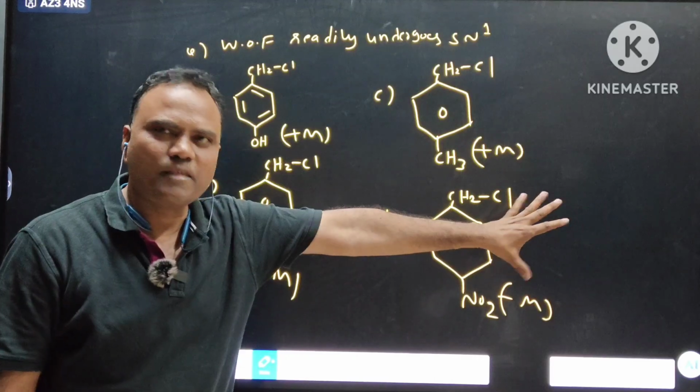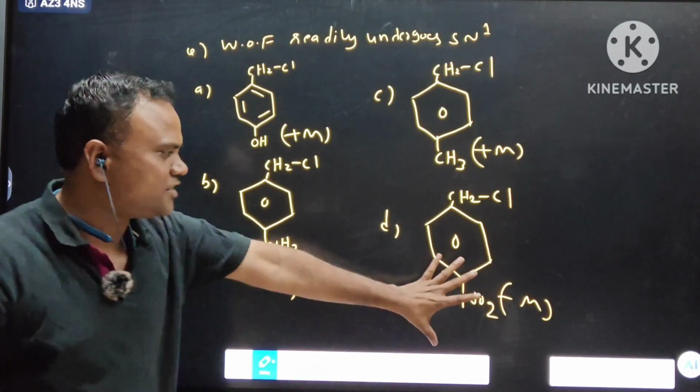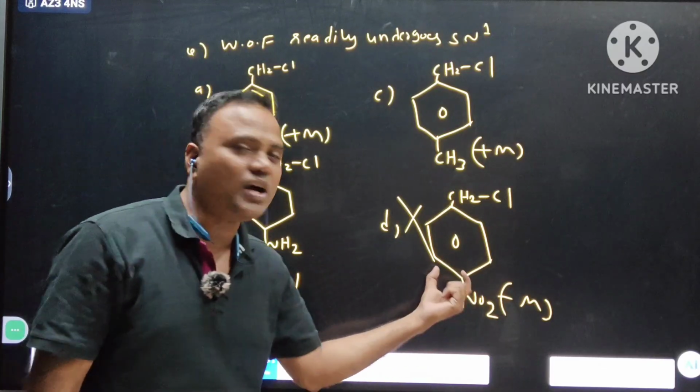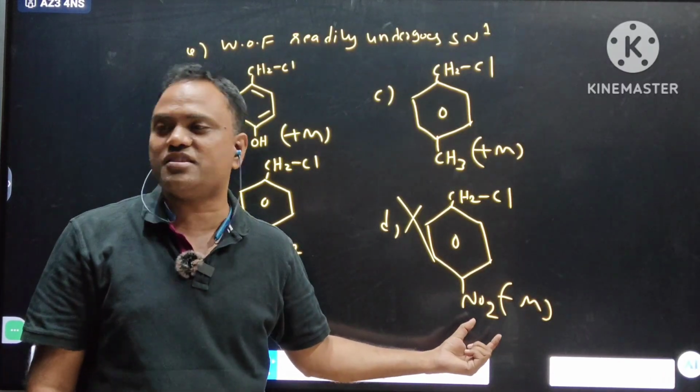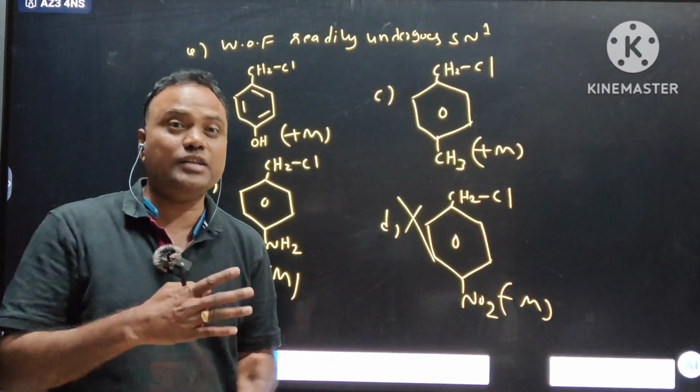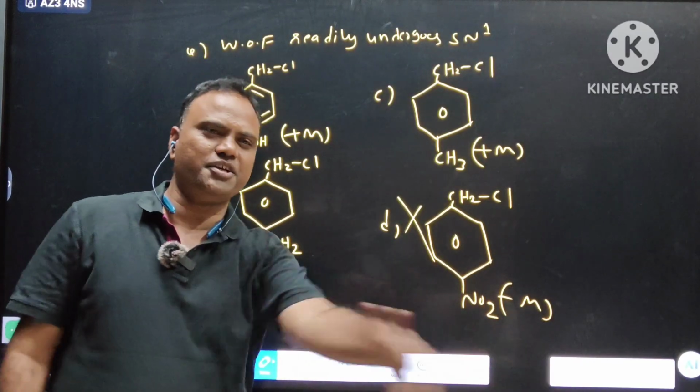Plus M, where plus M is more. This is minus M, we can filter this as least reactive because this forms an unstable carbocation. Minus M groups destabilize the carbocation. See, how to analyze, elimination method: eliminate this one, it is eliminated, right?